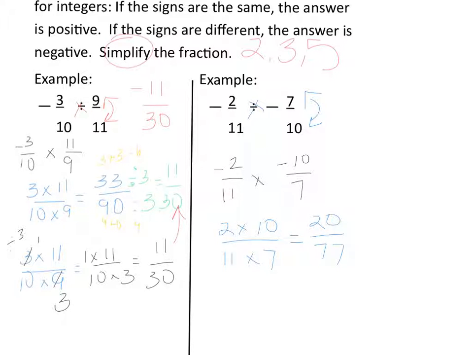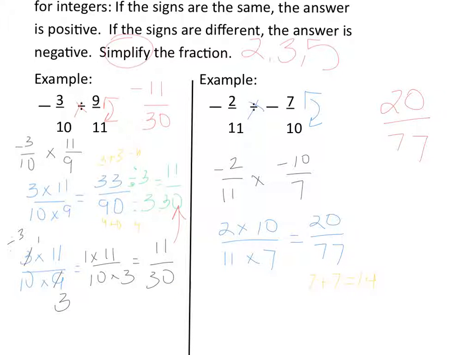When we check with our simplifying numbers, check with 2, that can't go into 77. Check with 3. 3 can't go into either one, and just to prove it, 7 plus 7 is 14. 3 can't go into 14, so 3 doesn't work, and 5 doesn't go into 77. Therefore, our simplified answer is 20 over 77.